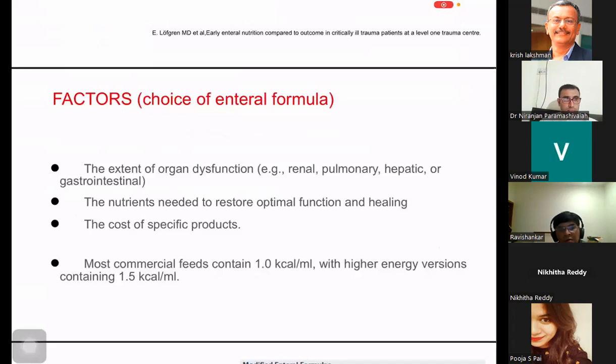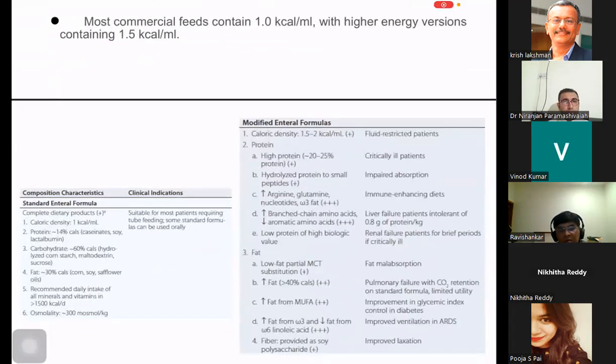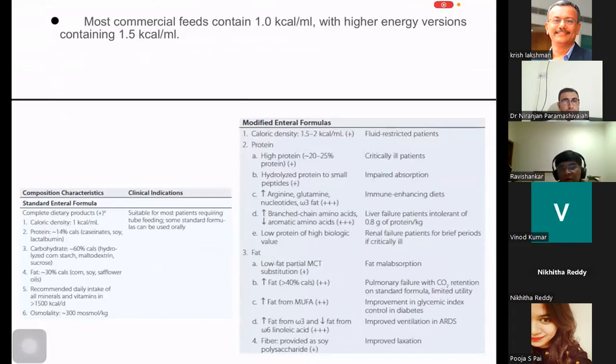The choice of enteral feeds depends on the patient's organ function, the specific nutrient the patient requires, and the cost of the specific products. The commercial feeds generally have 1 kilocalorie per ml, and in specific conditions the calorie density might be increased to 1.5 to 2 kilocalories per ml. As I said, the standard formula contains a caloric density of 1 kilocalorie per ml.